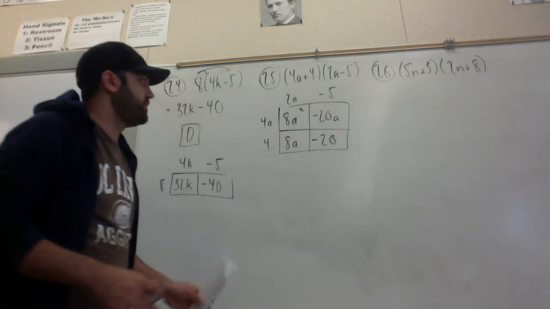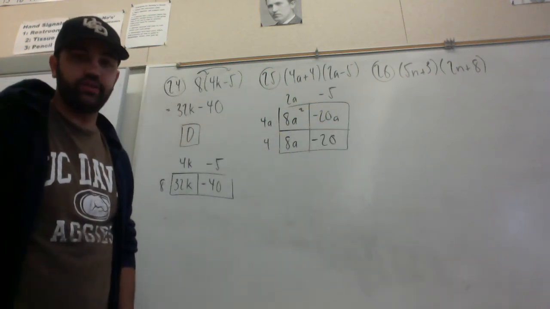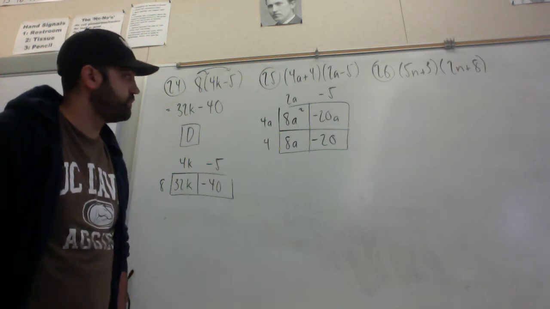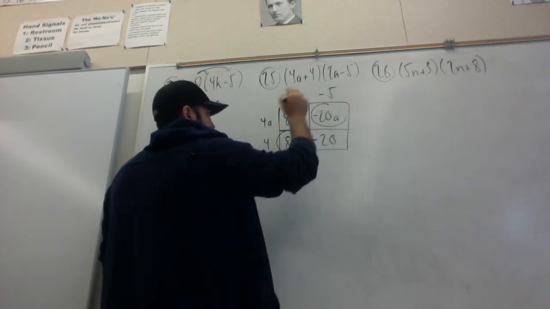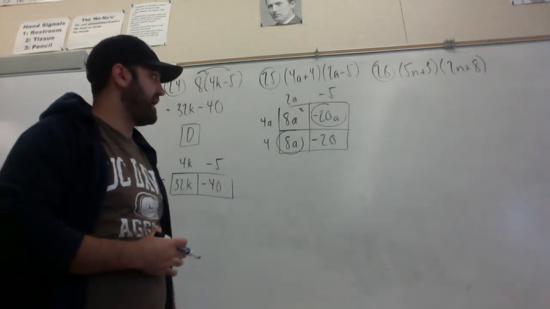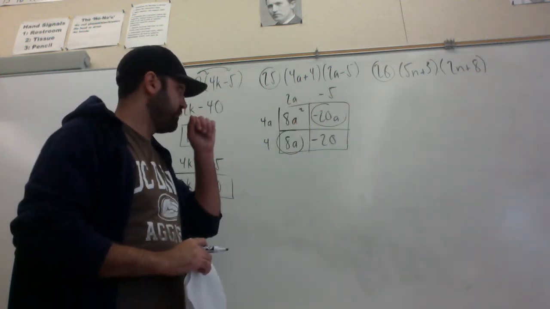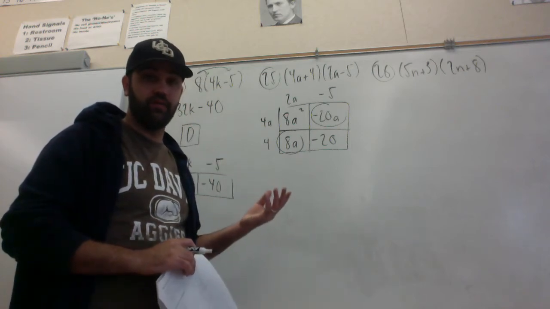All right, so now what we need to do is look inside the box and see, do we have any like terms? Yeah, we do. Right here and right there, those are like terms. So what do those combine to make? 8a and negative 20a? Well, they combine to make negative 12a.